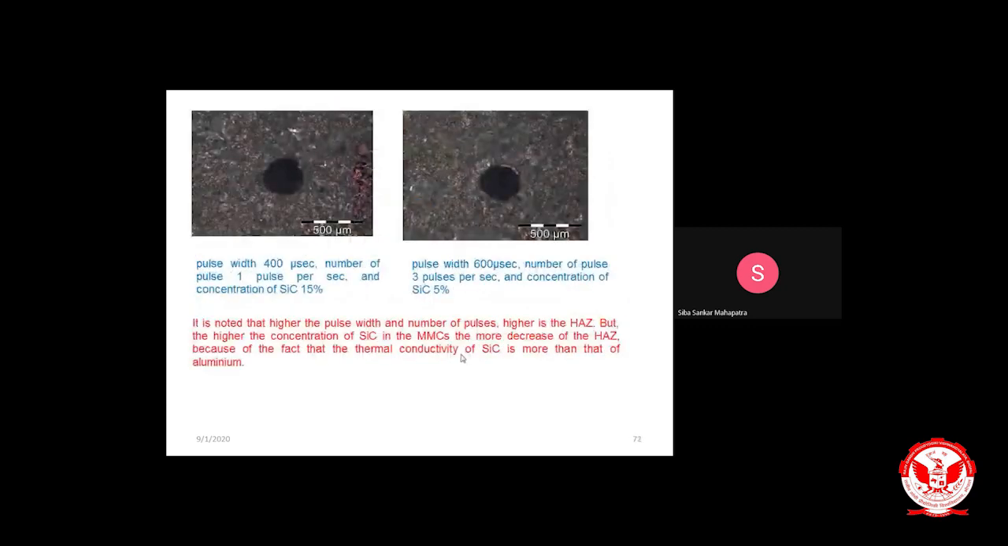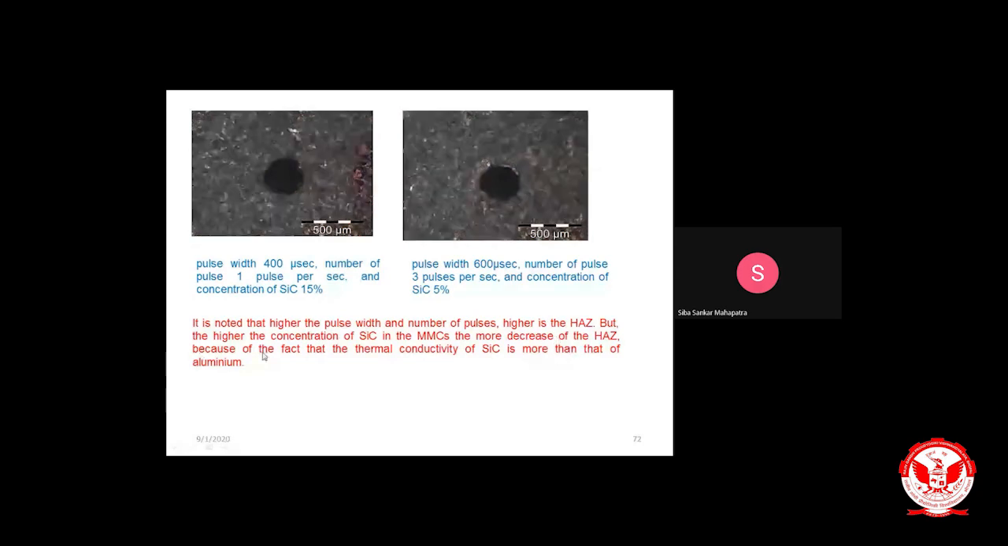So, you see here, this is the pulse width of 400, number of pulses 1, and the concentration is 15%. And here the pulse width is 600, number of pulses 3, and the concentration is 5%. It can be seen that the higher the pulse width and number of pulses, the higher is the heat affected zone, because the laser energy increases. If the pulse width and number of pulses increase, laser energy increases, so more heat goes in, so the heat affected zone will be higher.